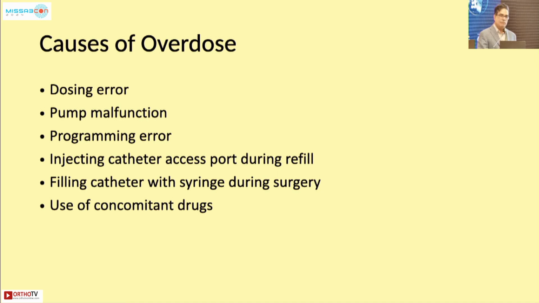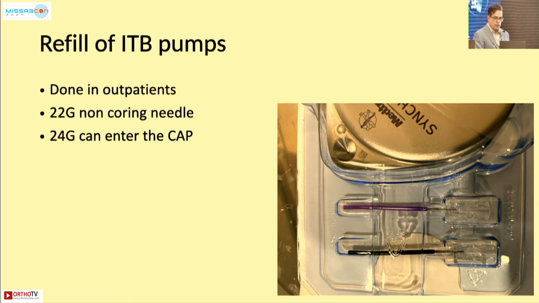And there is something called a catheter access port, which we should ensure that when we are refilling, we use the correct gauge needle and put it only in the refill port and not in the catheter access port. So this is the catheter access port, which can be accessed only by the finer, 24 gauge needle. And the 22 gauge needle is the one that's used for the refill.